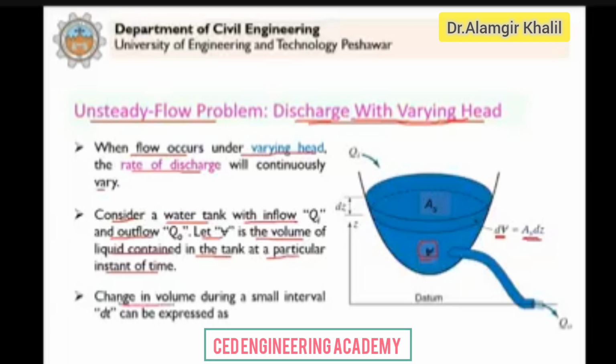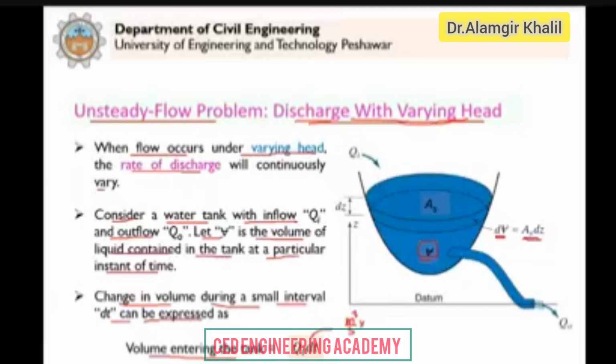Change in volume during a small interval dt can be expressed as follows. Now we consider a small interval of time dt. In this dt, how much change in volume will occur? You can see that the volume entering the tank is given by Qi into dt. You can see here how it is the volume, because this Q is in cubic meter per second.